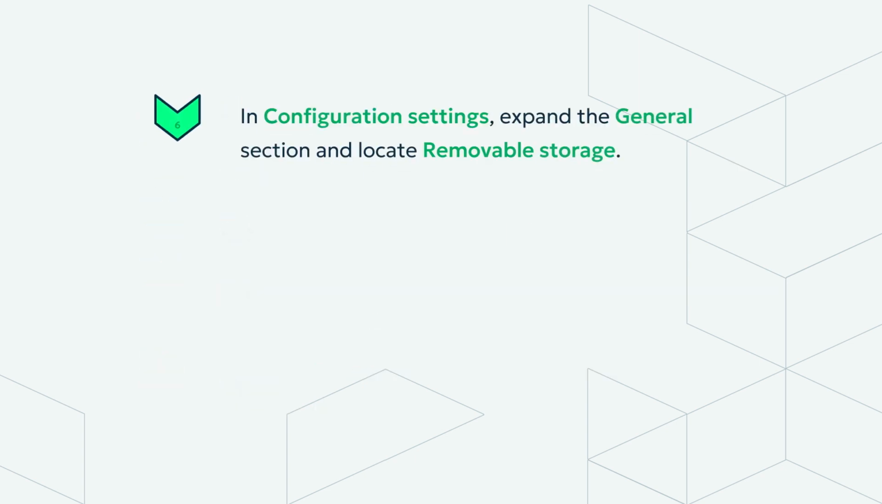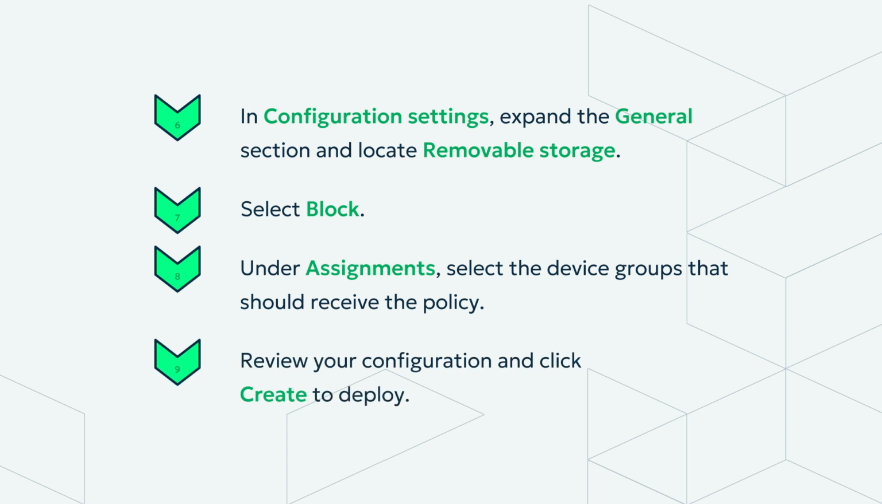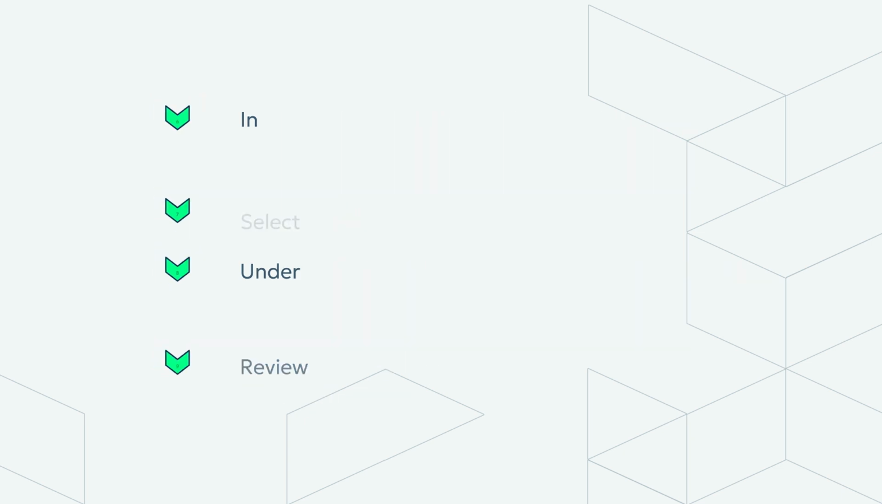In Configuration Settings, expand the General section and locate Removable Storage. Select Block. Under Assignments, select the device groups that should receive the policy. Review your configuration and click Create to deploy. Once assigned, Intune enforces the policy across the targeted devices based on check-in timing.